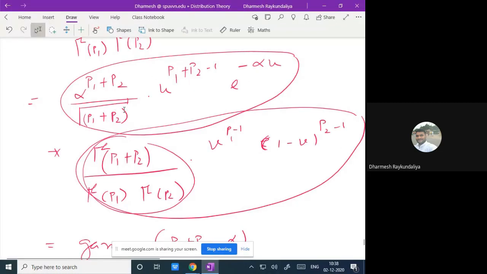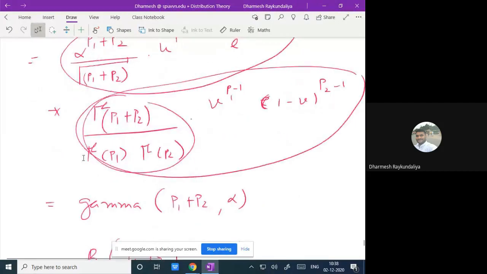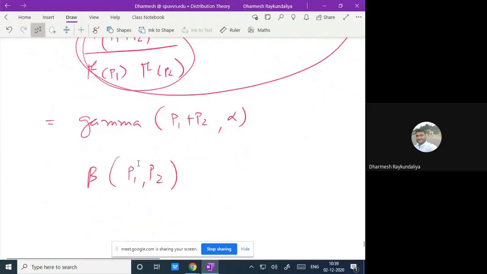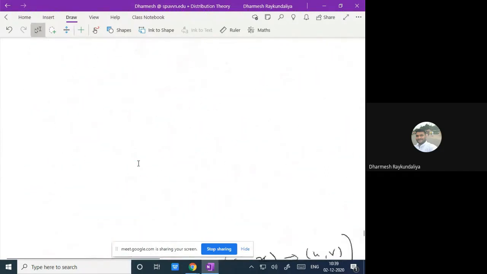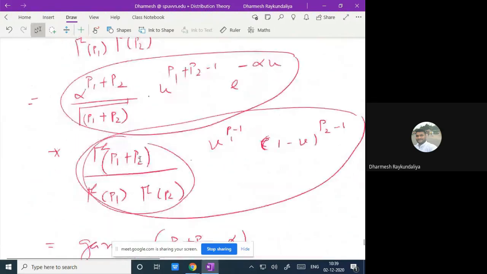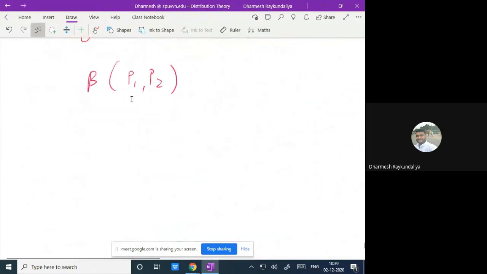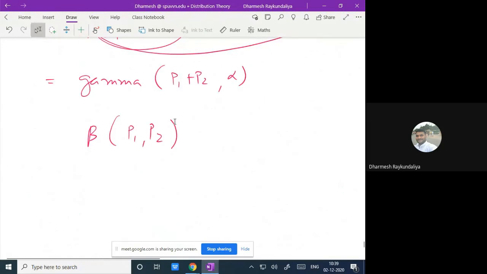So this is the form of the gamma distribution with shape parameter p1 plus p2 and scale parameter alpha. And this is the form of the beta type 1 distribution, because for that you can write 1 upon beta of p1, p2, and v raised to p1 minus 1, 1 minus v raised to p2 minus 1. It is the beta type 1 with shape parameters p1, p2. So that is what we wished to prove, that u has a gamma distribution with p1 plus p2, and v has the beta distribution.